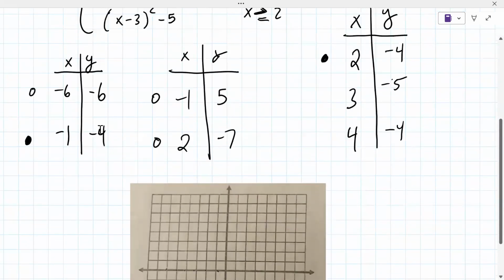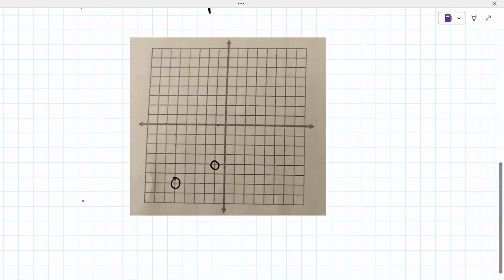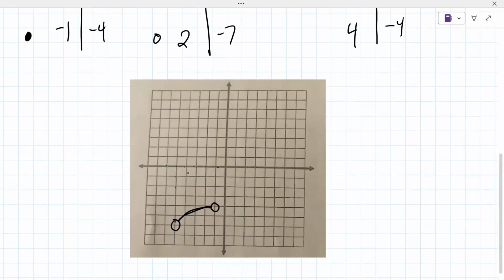Now, what type of function is this first piece? We talked about it. The square root. So it's not a straight line. It's got to have some curvature to it, something like that. The middle piece here is -1, 5. 1, 2, 3, 4, 5. And then 2, -7. 1, 2, 3, 4, 5, 6, 7.